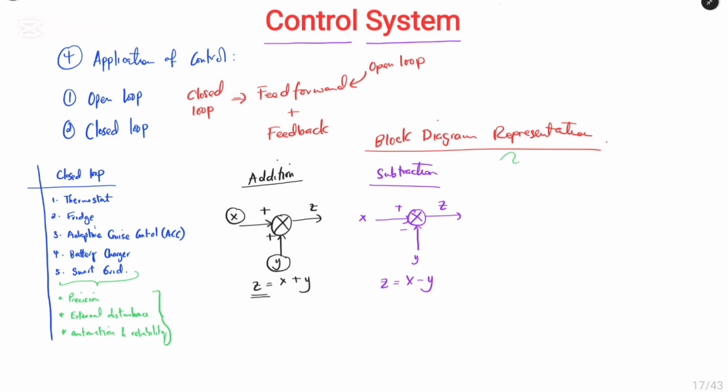Another one is called the scalar multiplication. In a scalar multiplication, the block diagram is written as we have X and we have Z, then this scalar is a constant. Now the output Z is equivalent to Kx. The important thing to remember is in such block diagram, the output is equals to the gain of the system, which is a constant, multiplied by the input.